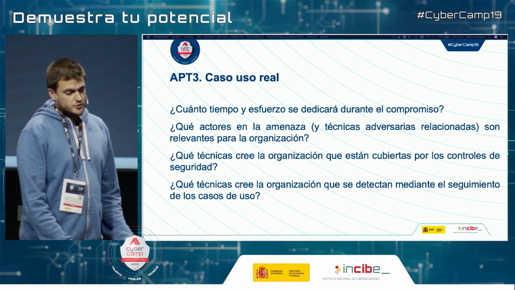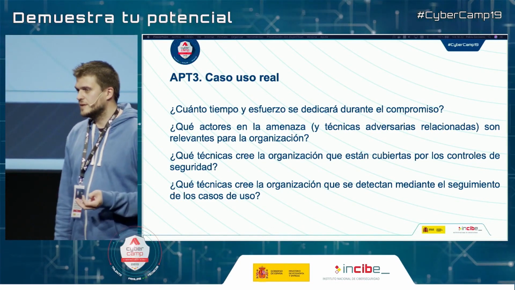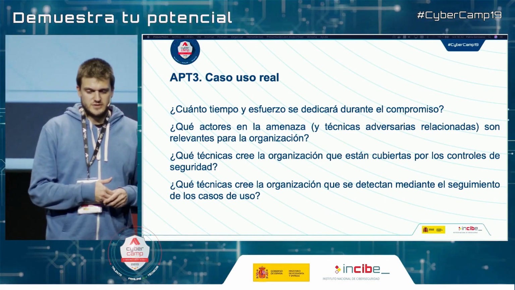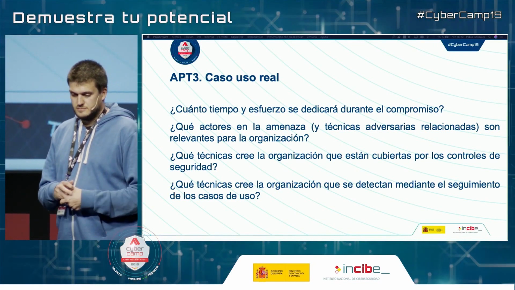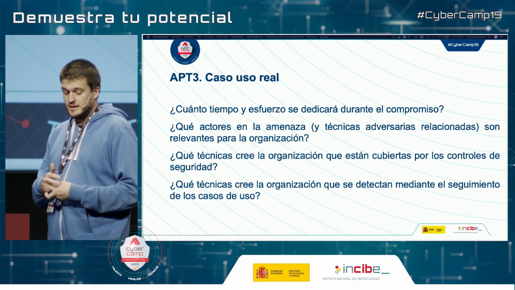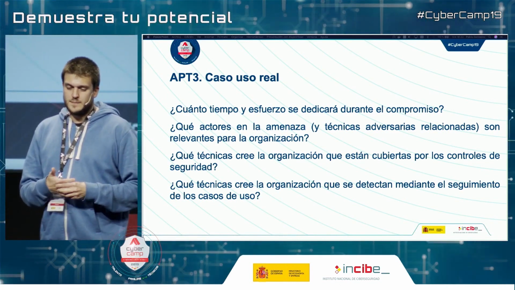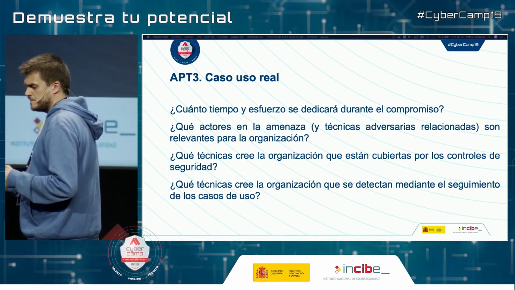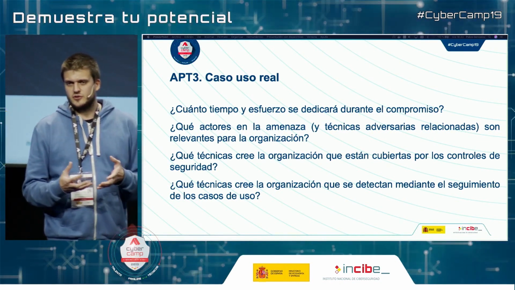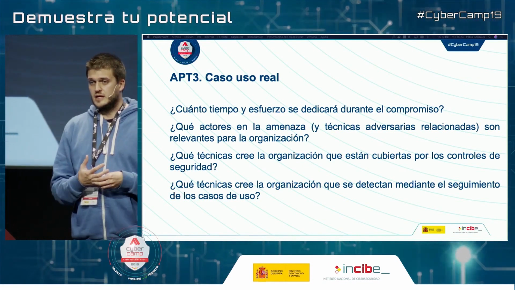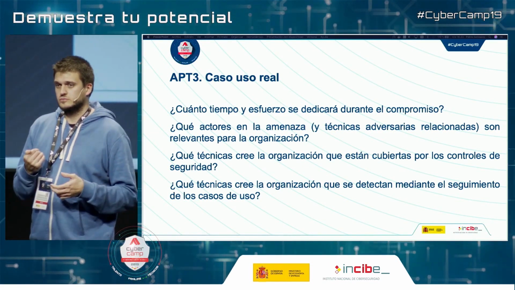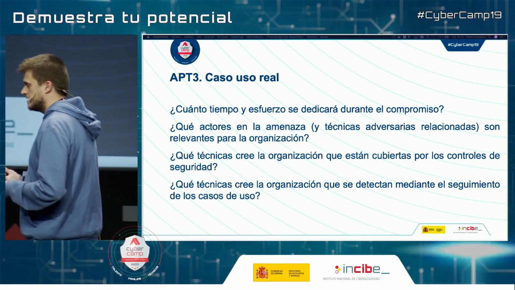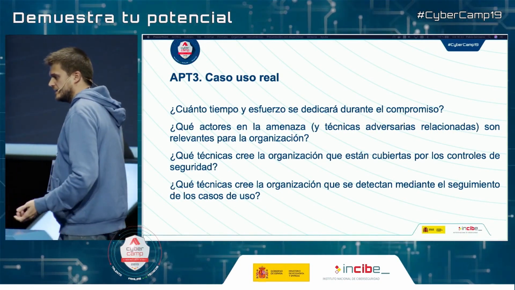So what are we going to ask ourselves? How much time and effort will I take during the compromise? This is part of the planning process. How much time and how much resources will I need? Which are the actors that are important to the organization? The adversary techniques. Which of the techniques are covered by the organization and by the safety controls? We are going to think, what is going to protect us from certain emulation techniques? So if we've covered our expectations, then we'll see that afterwards. And then afterwards we can look at the cases of use, and this is another of the questions that we'll ask ourselves.